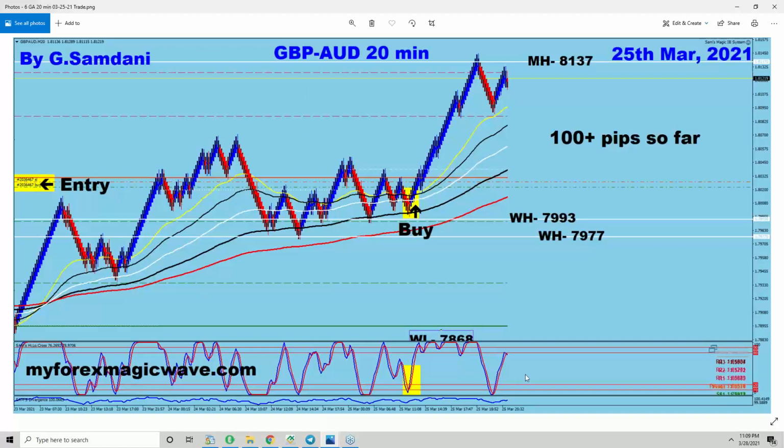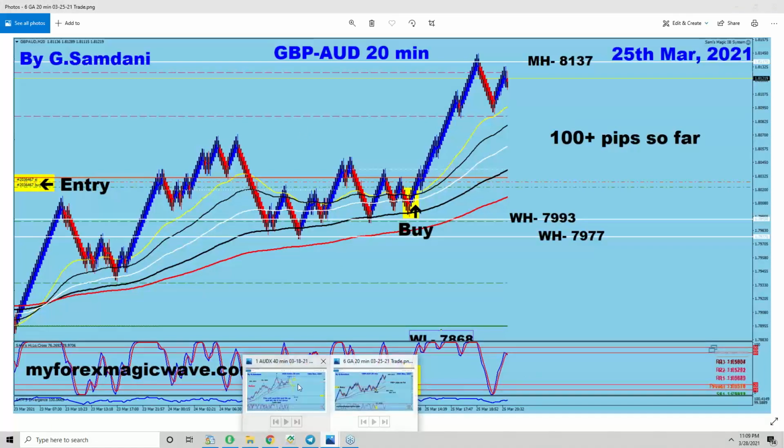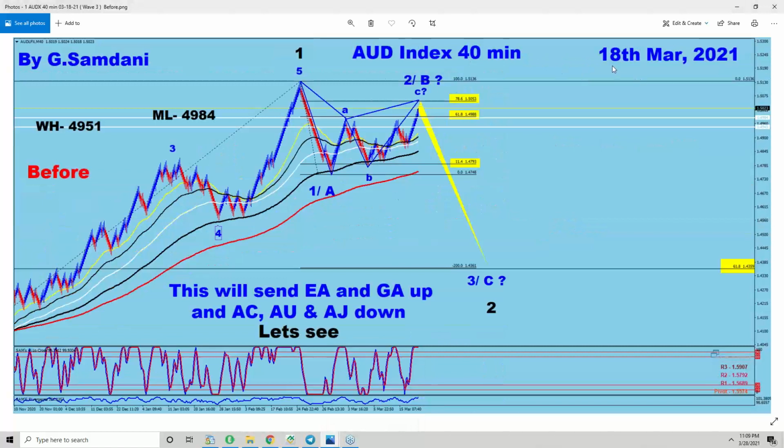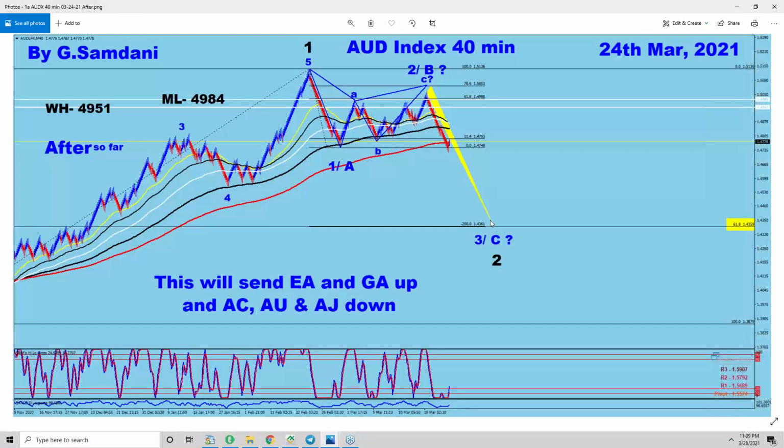The reason that I went long Euro Aussie and Pound Aussie is because of, let me show you this chart. I made this on the 18th, Aussie index 40-minute. That is going to drop here. And so far, what happened is it went down, right? So this much, and then more to come, maybe this week.